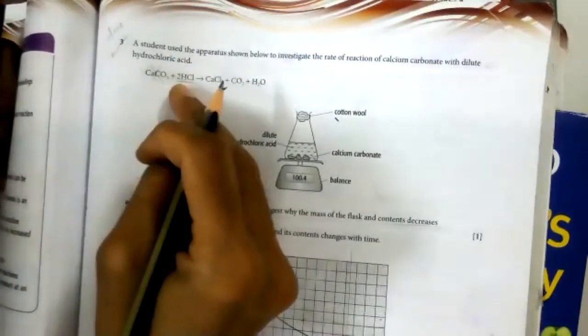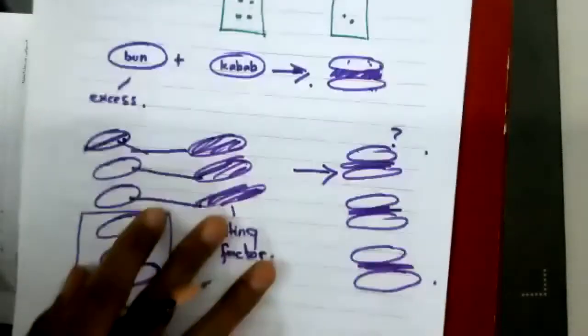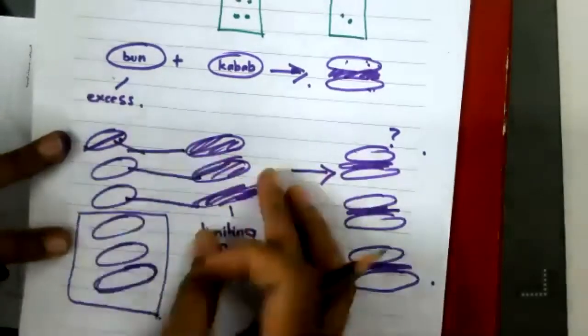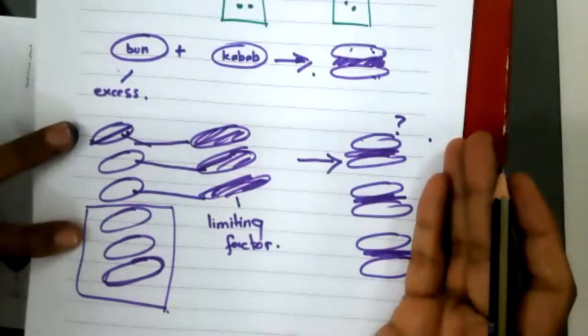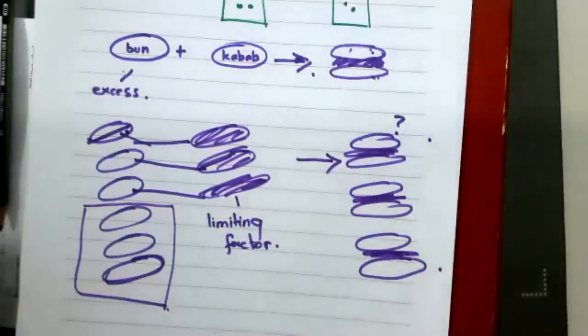Do you understand? But this was limiting, so this will decide what the rate of reaction is. You understand? So this is what they mean by limiting factor and excess. Remember that this is very easy. I hope you understand with this analogy now. So it is always the limiting factor. That's all I wanted to say.